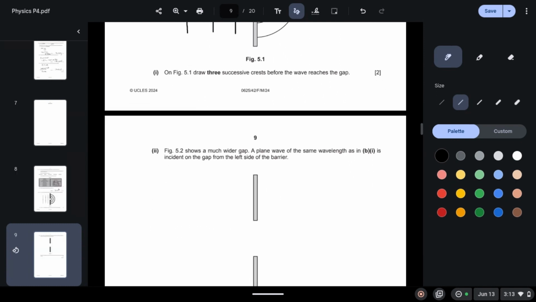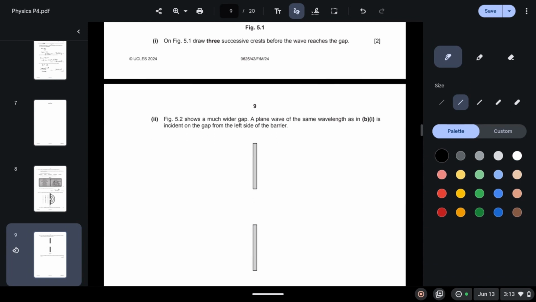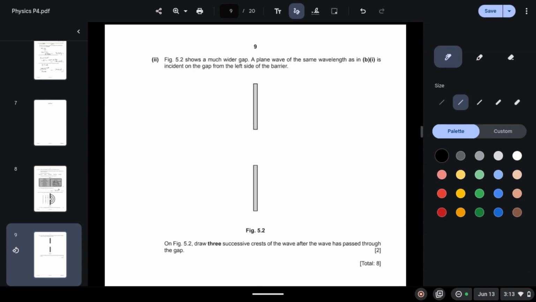On figure 5.2 shows a much wider gap. A plane wave of the same wavelength as in B part 1 is incident on the gap from the left side of the barrier. Draw 3 successive crests of the wave after the wave has passed through the gap.